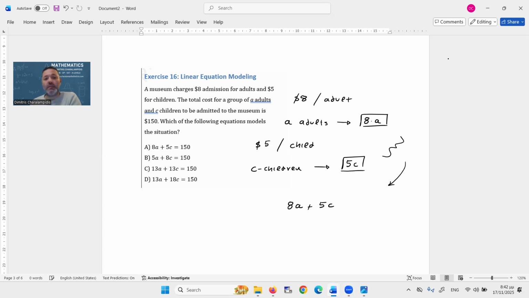But we were told that this amount would be equal to 150. So that's the equation we can create from this given info. 8A plus 5C equals 150, which means that the right answer for this question would have been A.